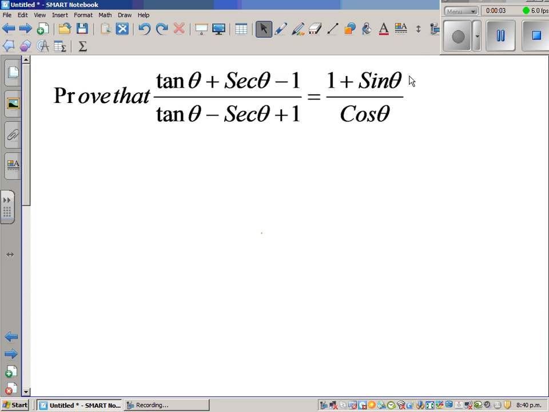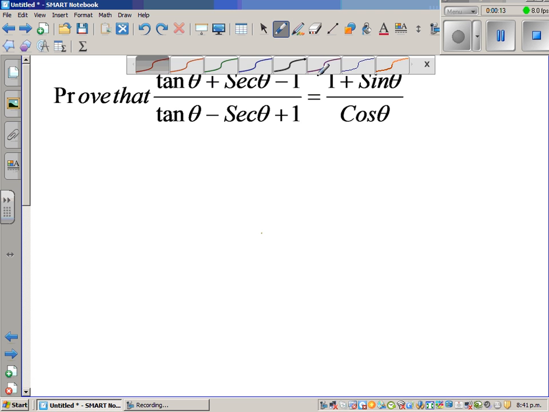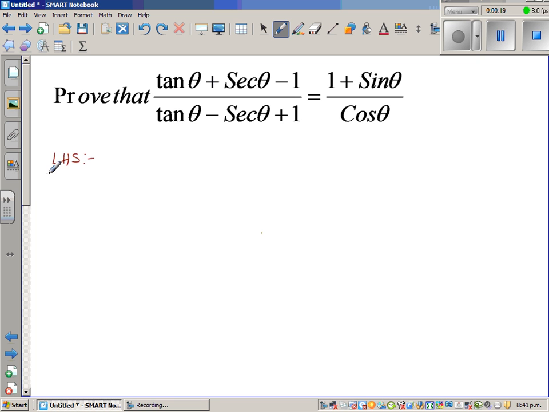Prove that (tan theta plus sec theta minus 1) over (tan theta minus sec theta plus 1) is equal to (1 plus sine theta) over cos theta. Okay, so here let us write the left hand side first. So this is your LHS, which is left hand side, which is tan theta plus sec theta minus 1 over tan theta.